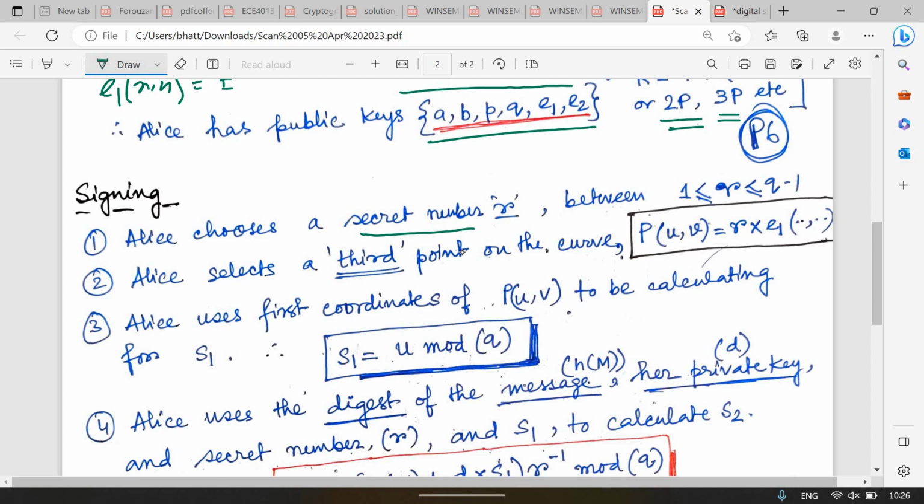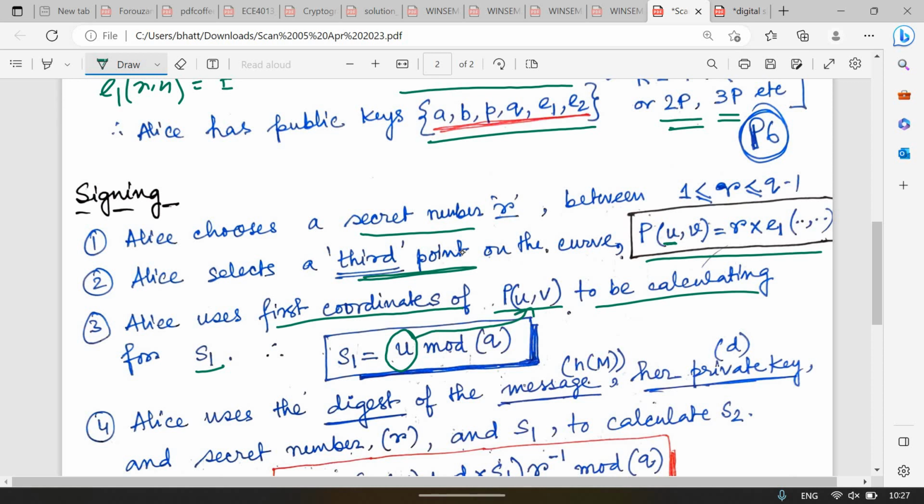And we generate, this is where it differs. It generates a third point using this formula. (U, V) is the third point, which is given by R multiplied by E1 (X, Y), suppose. And that calculation is again the same as that of calculating 2P, 3P, 4P, whatever you call it. Right? Now the advantage of it is that, see, the number of steps reduces. The U that you are looking at, the first coordinate of (U, V), is used for calculating S1. So see the S1. This U comes in from the first coordinate.